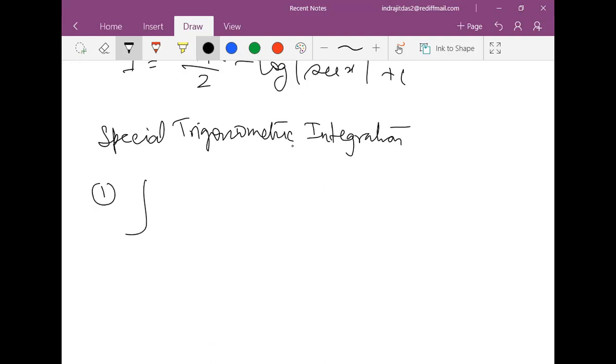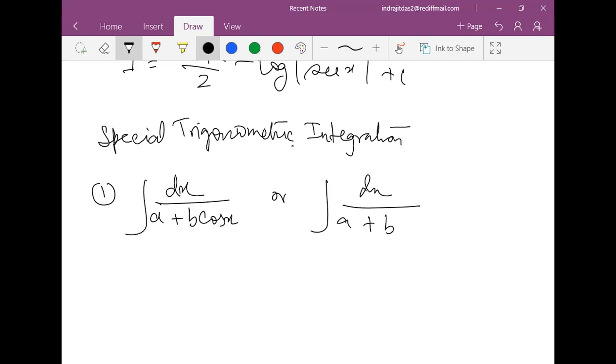First type: dx by a plus b cos x, where a is a number and b is a number, or dx by a plus b sin x. For this type of question, what do we have to do?